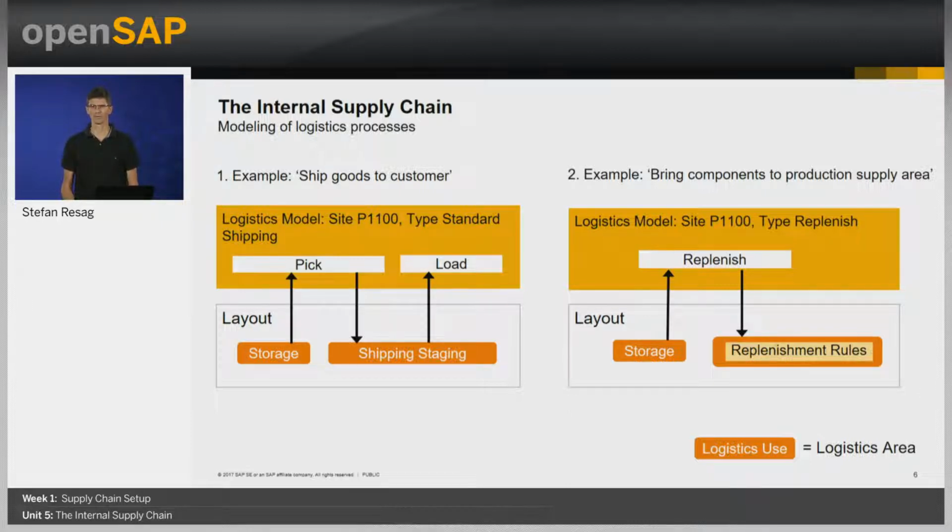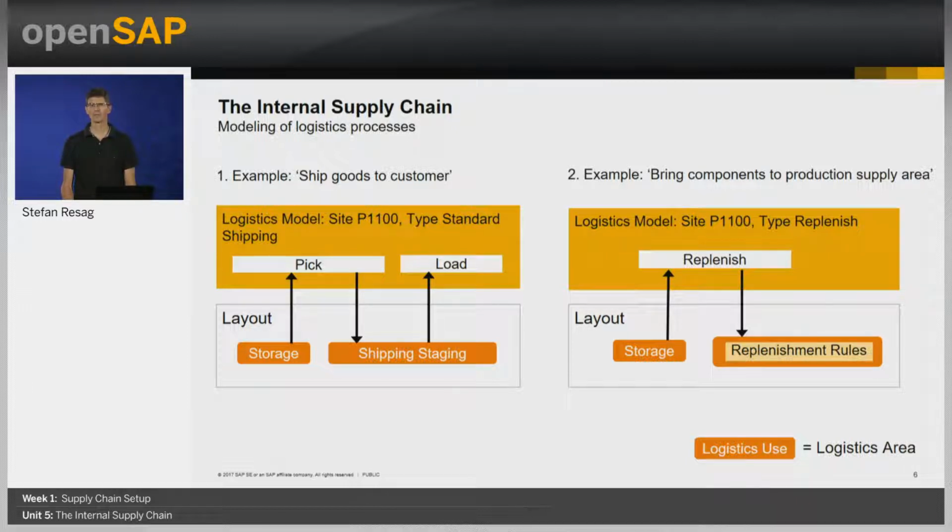Let's have a closer look at this model. In a first step, we pick the goods from a warehouse and bring it to the shipping staging area, and in a second step, the goods are loaded onto a truck. For each step of the logistics model, you must define the logistics use of the source and destination logistics area. This is needed for the system to automatically propose logistics areas when tasks for the warehouse workers are created.